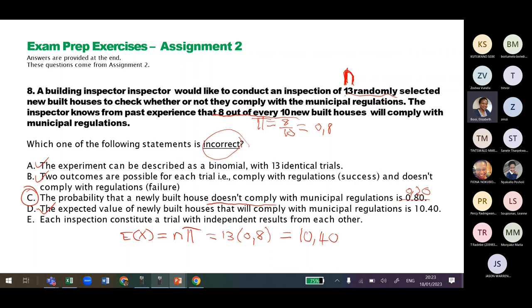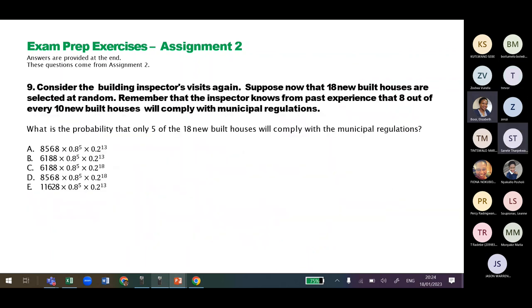Each inspection constitutes a trial with independent results. Is it true or false? So we know that it's binomial, they are independent, so that is correct. So those are the properties that you need to remember and know about binomial. Okay. Next question.